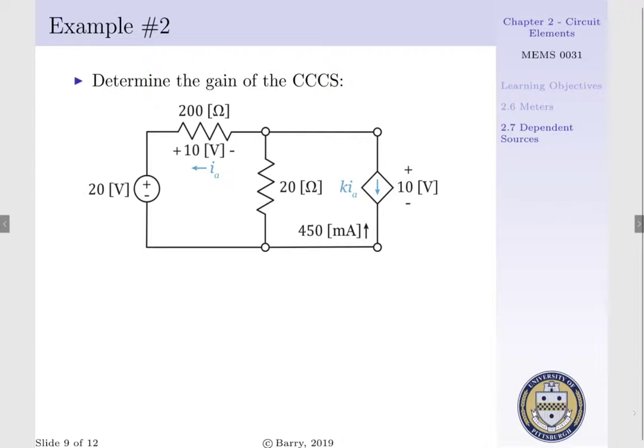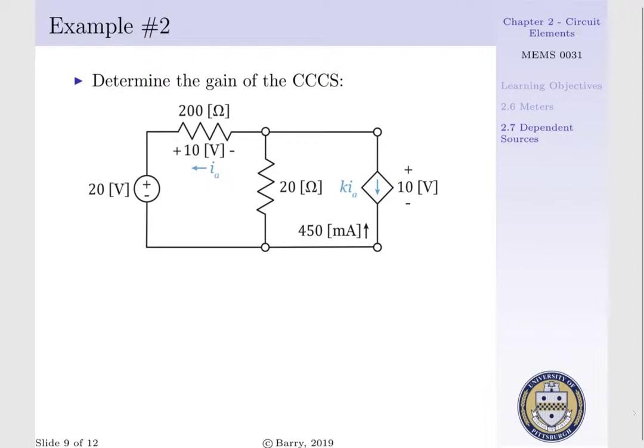Now, consider example 2, where we want to determine the gain of a current-controlled current source. In our circuit below, we have a 20-volt ideal source providing a potential to the circuit to our right. On the right-hand side of our circuit, we have a CCCS, where we have an output, minus 450 milliamps, is equal to K, our gain, times IA, the current running through our 200 ohm resistor.